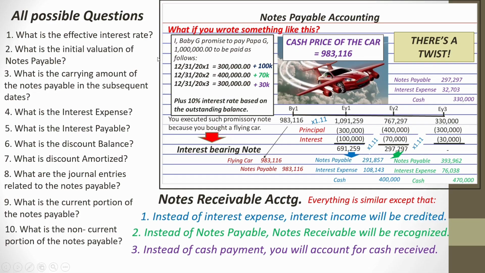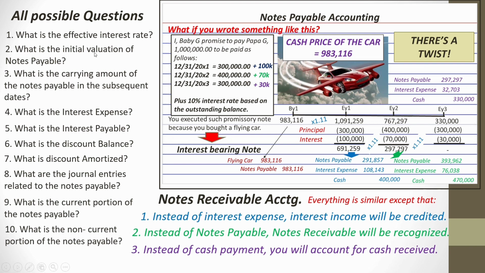Now, how about the possible questions? The possible questions are still the same and are still applicable. Like in possible question number 1, you can still be asked about the effective rate and the answer will still be 11% if we have the same problem. Except if Papa G incurred a direct cost, because such direct cost will be added to the notes receivable. And if that happens, the notes receivable initial balance will be affected. It will be this cash price plus the direct cost, and the effective rate will change. So that's it for possible question number 1.